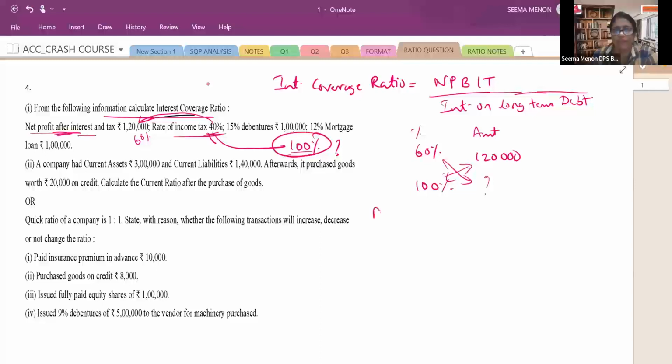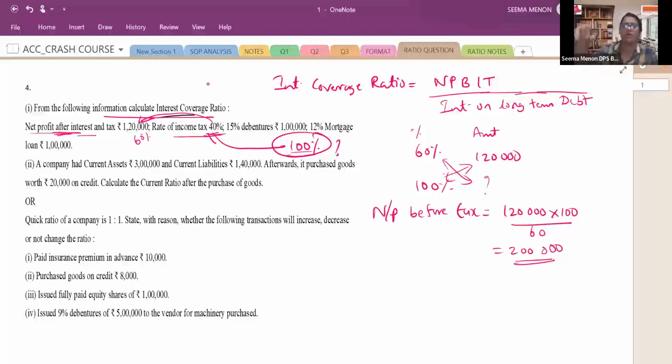Okay. Net profit before tax. We will find out. Net profit before tax is equal to 1,20,000 multiplied by 100 divided by 60. We get the answer as 2 lakh rupees. You have to check, cut it and find out. Okay. That is 2 lakh rupees.